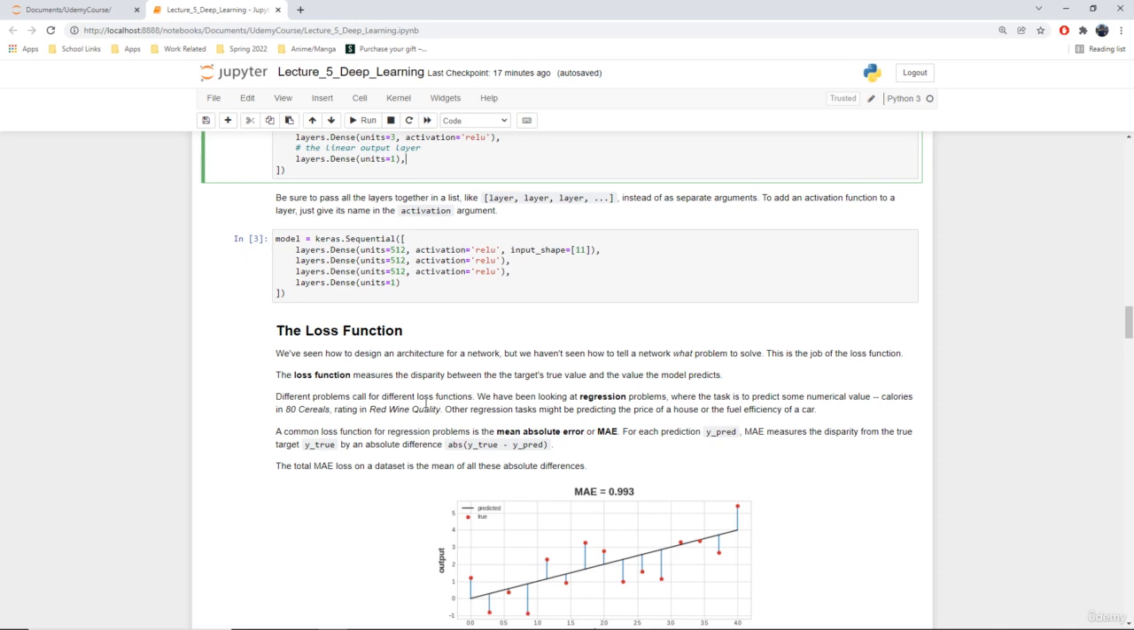In our case, we're going to be using the mean absolute error loss function. For each prediction, some people might refer to it as an instance, we simply measure the disparity from the true value by the absolute difference. So we just do the true value minus the predicted value, and take the absolute. In our 9 and 6 example, it would be 6 minus 9, which is negative 3, and take the absolute of that. So our loss would be 3.